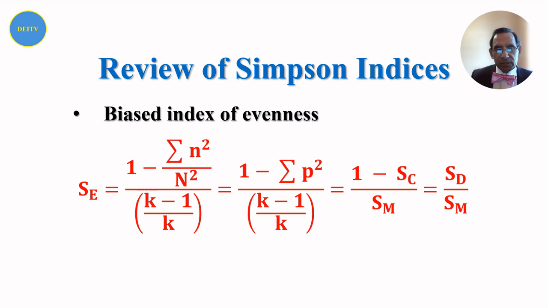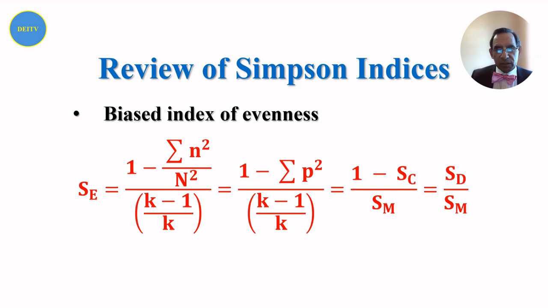Recall that the biased Simpson index is obtained by 1 minus the sum of the frequency squared divided by the total number of individuals squared, or it can also be represented as 1 minus the sum of p squared, and p squared is the percentage. So obtain the biased Simpson Evenness or standardized scores with the percentage.